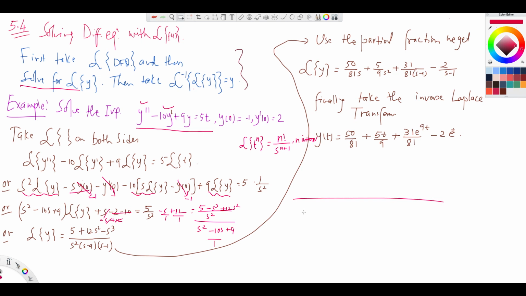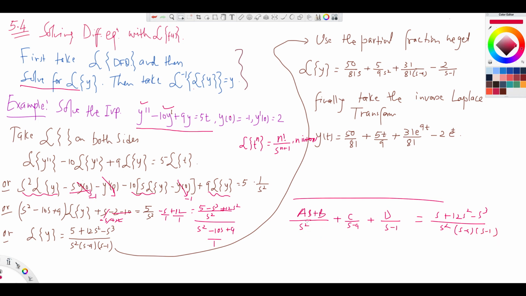To use the partial fraction, you do (as plus b) over s squared, because there is the first s squared, this is quadratic, so you need to write as plus b, plus c over s minus 9, plus d over s minus 1, equals 5 plus 12 s squared minus s cubed over s squared, s minus 9, s minus 1, right? This is how you do the partial fraction.